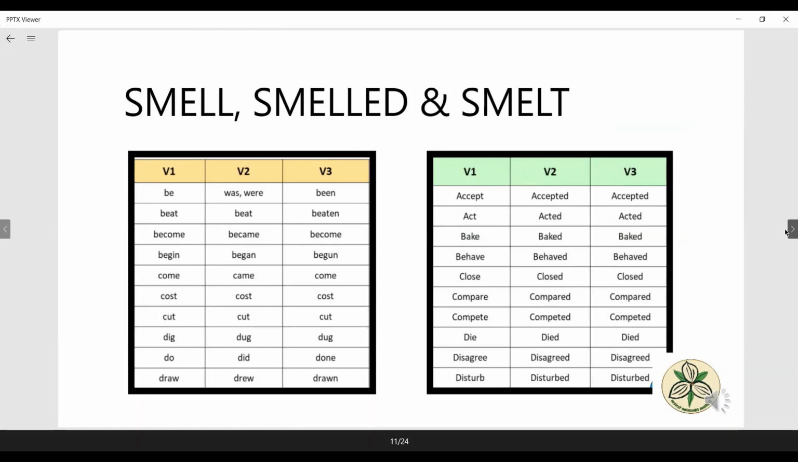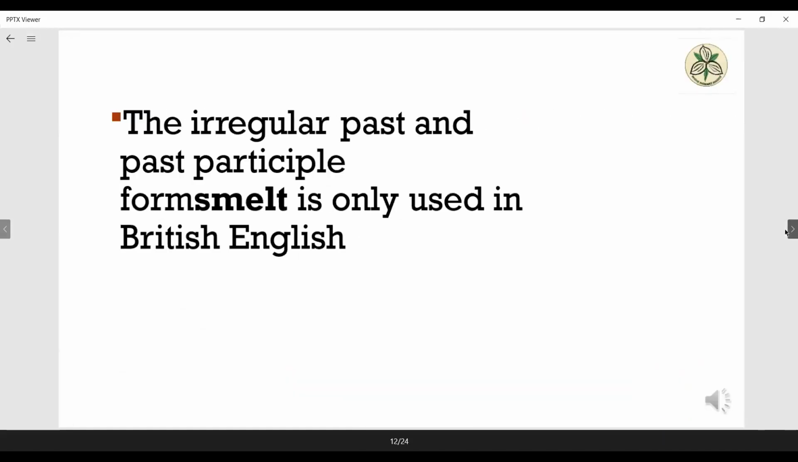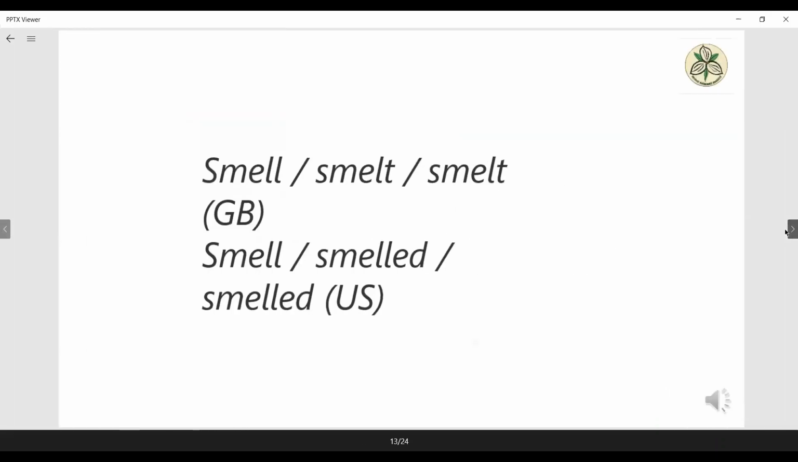Try to memorize them and use them in your sentences. The correct usage will come with practice. And the irregular past and past participle form, smelt, is only used in British English. Please keep this thing in mind because this was one of the questions in the class that was raised by a student. Smell, smelt, smelt, that is Great Britain, and smell, smelled, smelled, that is used in US.